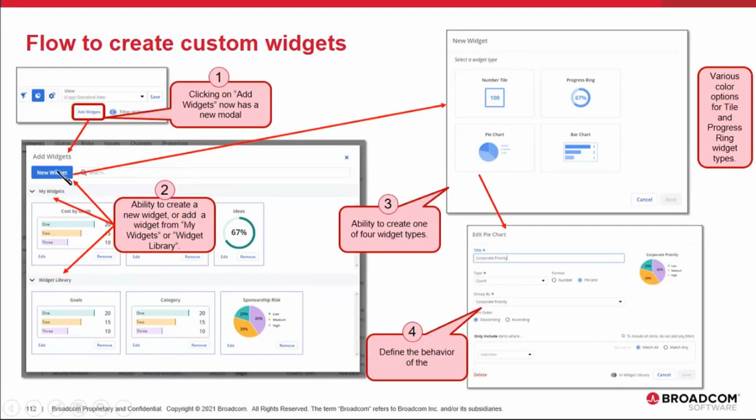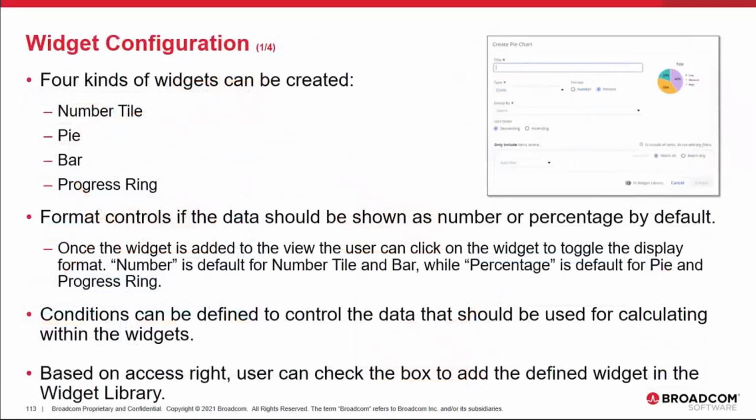Clicking on this new widget will open up the list of the different types of widgets that they can include. And right now there are only 4 types of widgets. Selecting any one of the 4 types of widgets will then take them to the screen where they can define how the data for that widget should be calculated. There are 4 kinds of widgets available. These are number tiles, pie, bar, and progress ring.